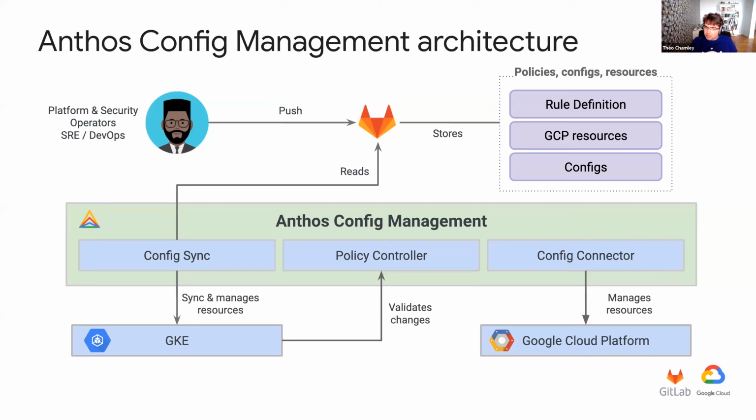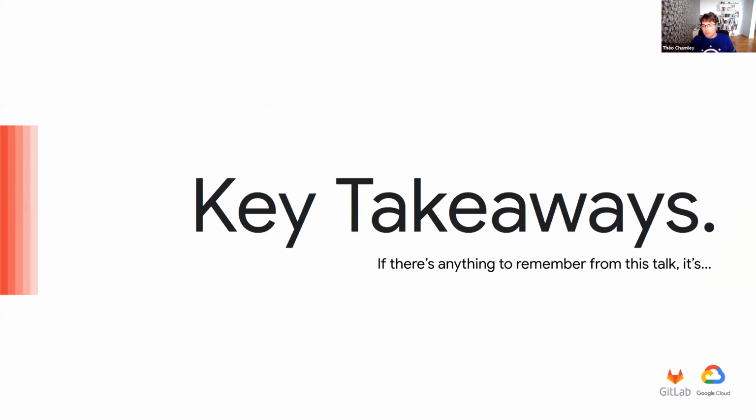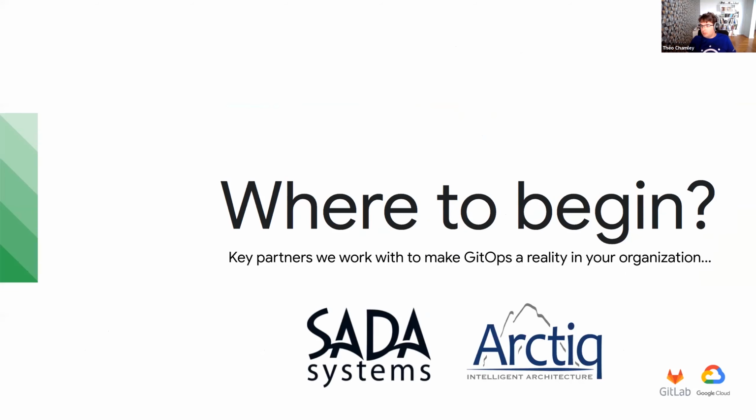Once you have that, you can move further in with policy controller, with config connectors, and those other parts. And of course, the main recommendation for an Anthos deployment and for a successful integration with GitLab remains to reach out to your Google and GitLab contacts, and also to the partners. SADA and Arctiq are the two main ones that have knowledge of both GitLab and Anthos, but you have other partners available also.